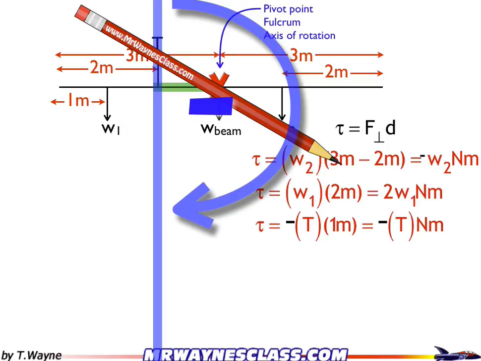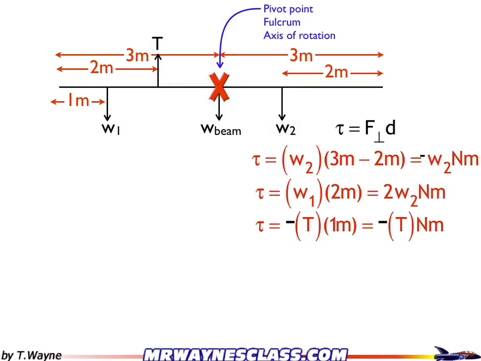Excellent. Ooh, one last force, I almost forgot. The weight of the beam itself. So if I extend the vector with a line, I can see it goes right through the pivot point. Well, if it goes right through the pivot point, there's no moment arm. If there's no moment arm, then force times 0 is equal to 0. So any force that points towards my pivot point or from my pivot point does not exert a torque because the moment arm is 0.